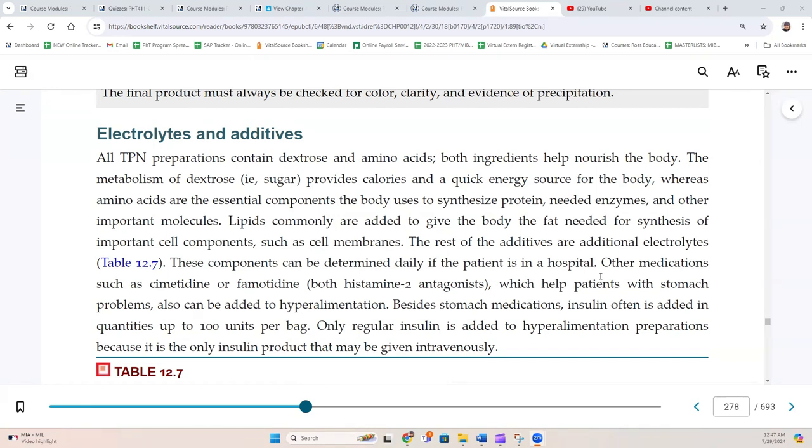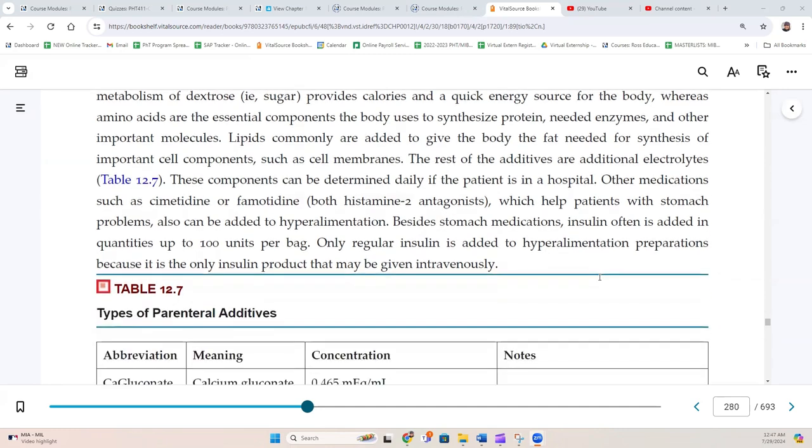These components can be determined daily if the patient is in a hospital. Other medications, such as cimetidine or famotidine, both histamine 2 antagonists, which help patients with stomach problems, can also be added to the hyperalimentation. Besides stomach medications, insulin often is added in quantities up to 100 units per bag. Only regular insulin is added to hyperalimentation preparations because it is the only insulin product that may be given intravenously.